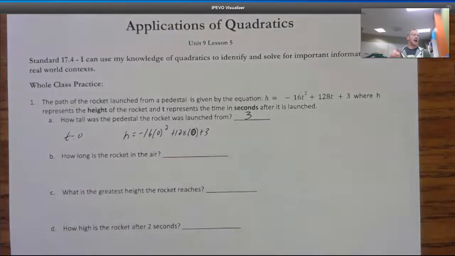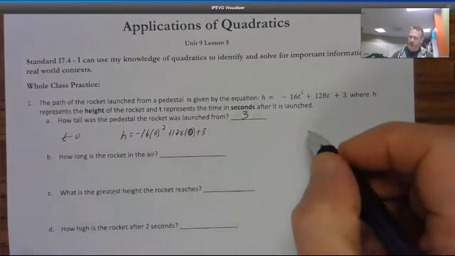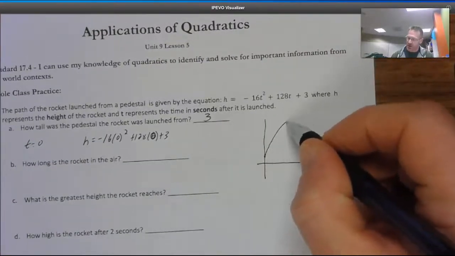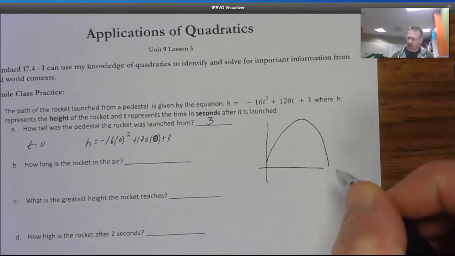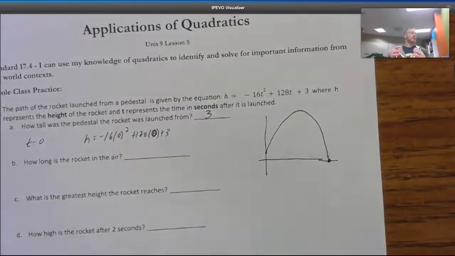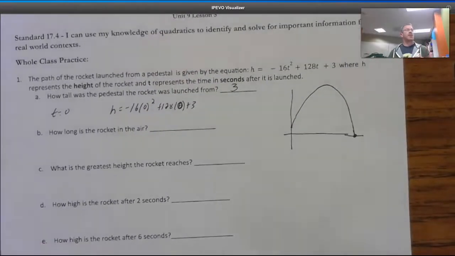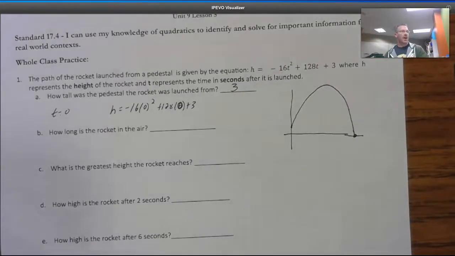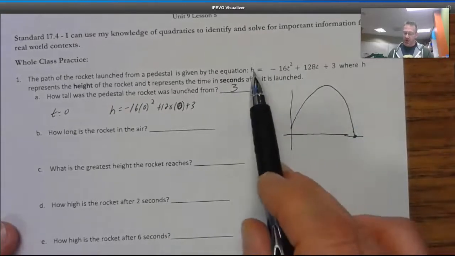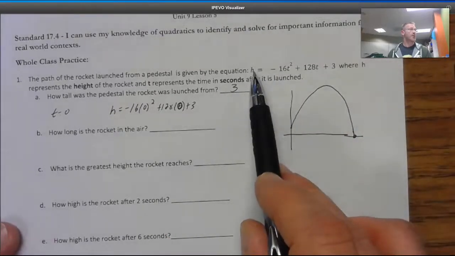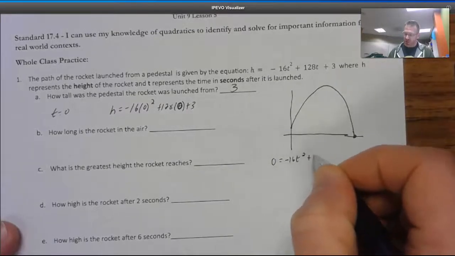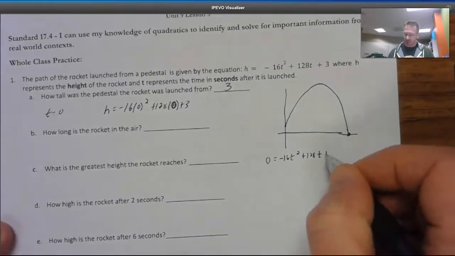Okay, now let's think about this. How long is the rocket in the air? If we think about a picture here, we know it started at 3 feet. It gets launched, it's going to hit a maximum height, and eventually it's going to come back down. And when it hits the ground, it's no longer in the air. That tells me what to plug in. So when the rocket hits the ground, that means h is 0. And so now I plug 0 into my equation right here. So how long was the rocket in the air? 0 equals negative 16t squared plus 128t plus 3.